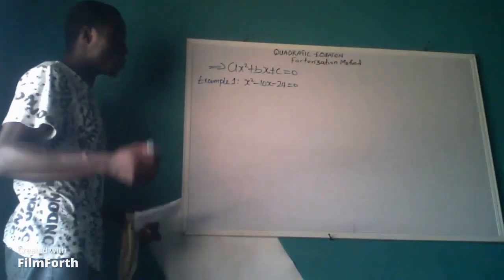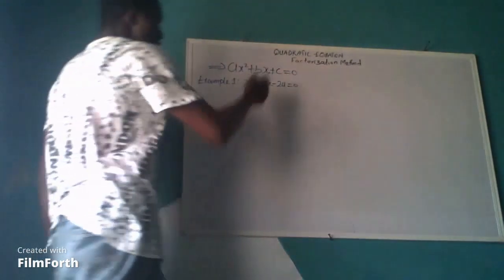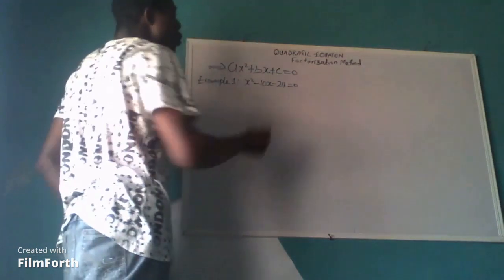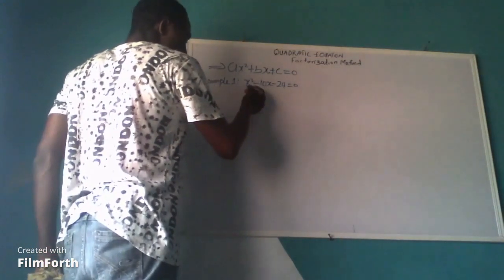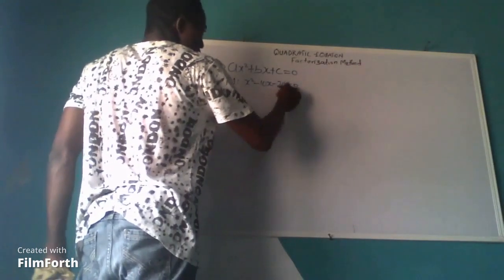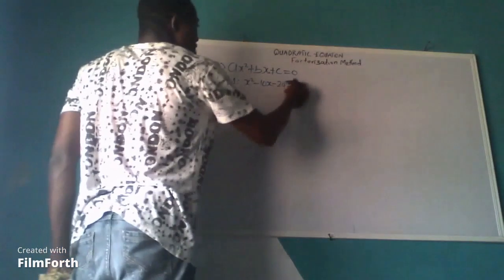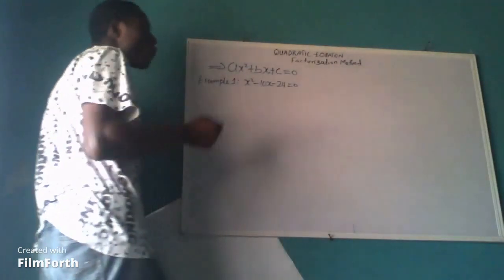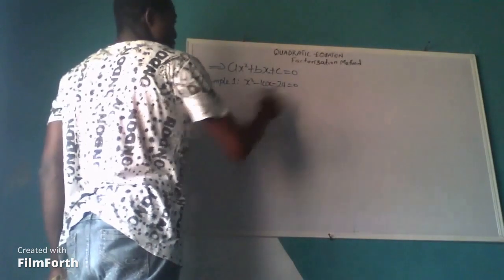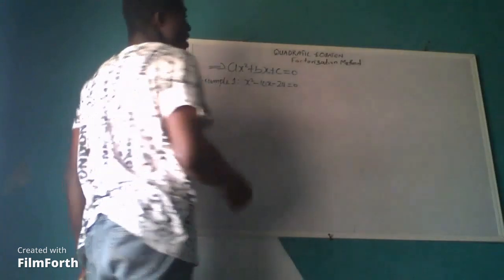Okay, let's put something down. Here we have x squared minus 10x minus 24 equal to 0. By factorization method, what do we do? We look at this: the first term is x squared, the second term is minus 10x, and the third term is minus 24, which is also called the constant term. Now for this minus 24, we look at the factors of minus 24 that when added together can give us minus 10.